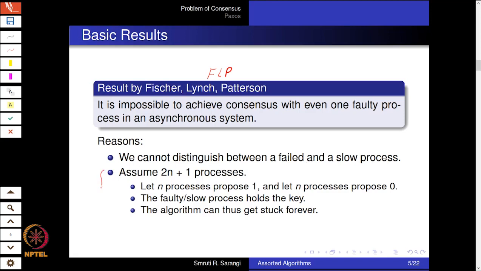Of course, we had a long and elaborate proof. If I were to just take the gist out of that proof, the gist would be this: let me assume that I have 2n plus 1 processes. Let n processes propose 1 and let n processes propose 0. So the 2n plus 1th process essentially holds the key. And this is where the algorithm can get stuck forever, because we'll never know what it decided. This is essentially why the problem of consensus becomes so interesting, even when we consider faulty processes.